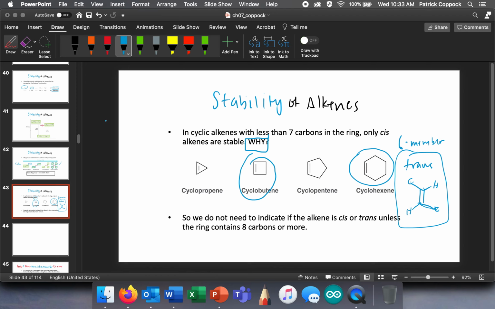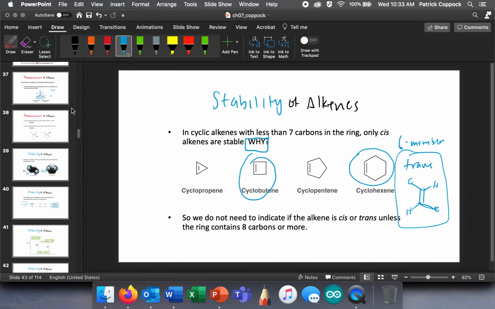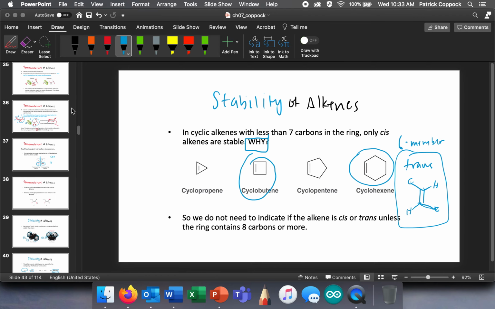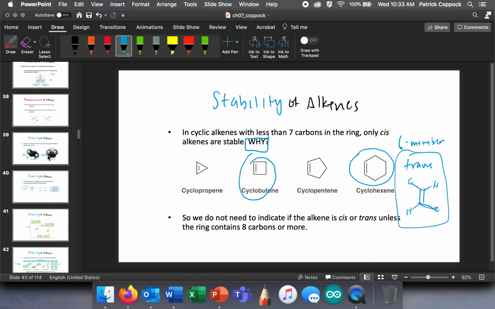All right, and that's all we're going to say about the stability of alkenes. So we've talked about the nomenclature of alkenes, which is much like the nomenclature of alkanes, and then we also talked about the stability of alkenes, and then in our last video for this homework assignment, we're going to get into alkenes, or elimination reactions, even more thoroughly.